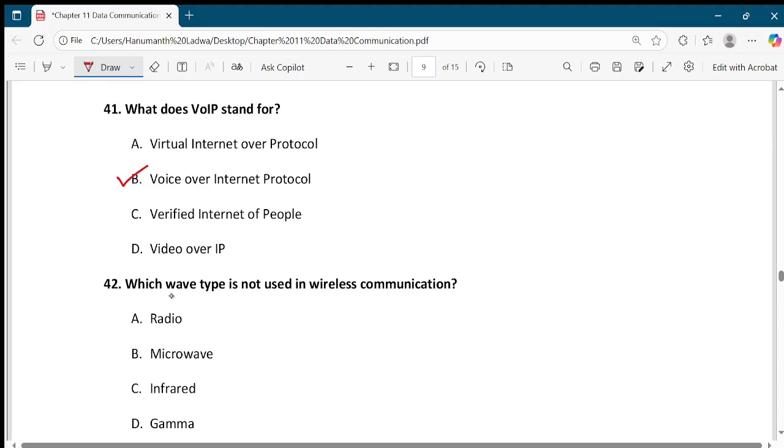Question number 42. Which wave type is not used in wireless communication? Option A, radio, B, microwave, C, infrared, D, gamma. So here option D, gamma, is the right answer.